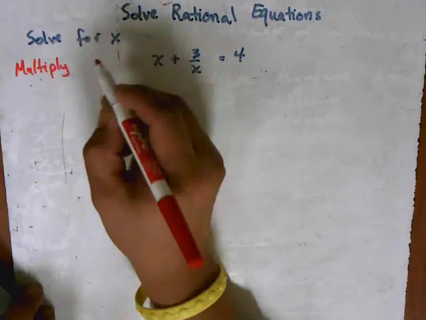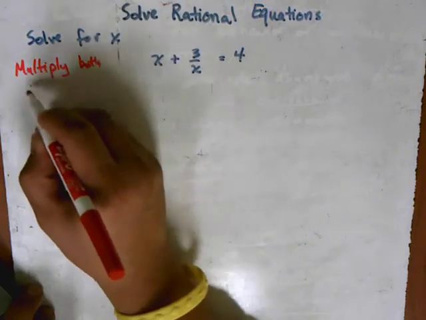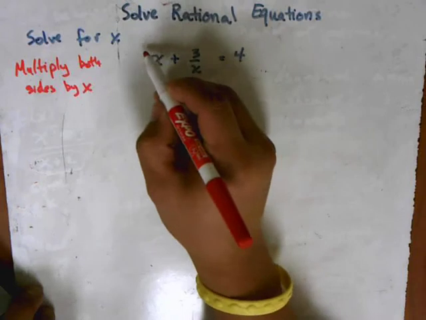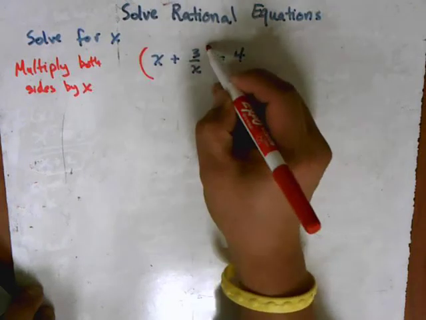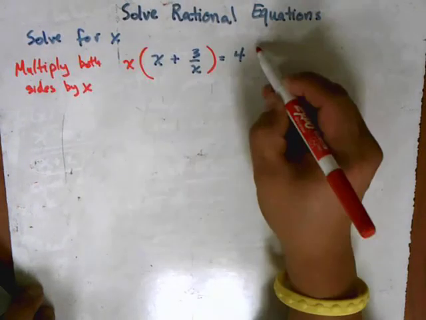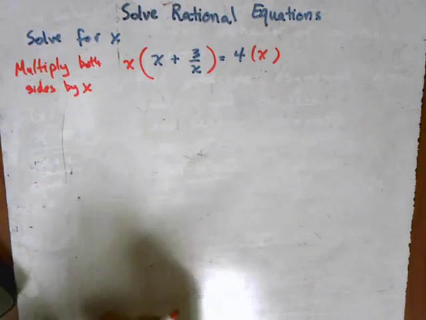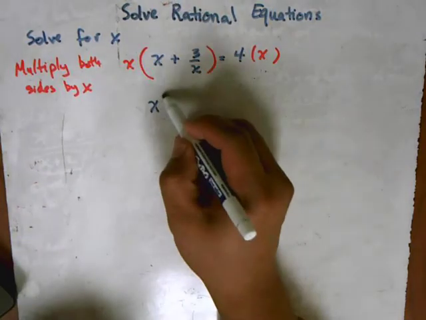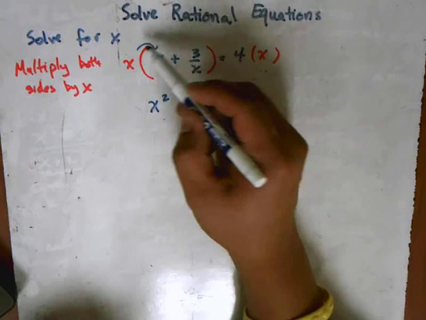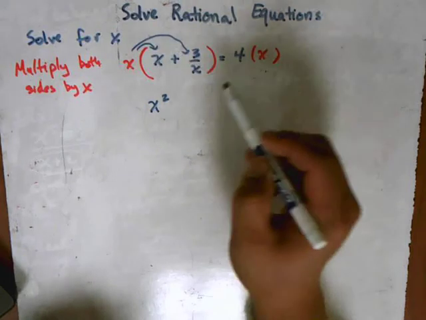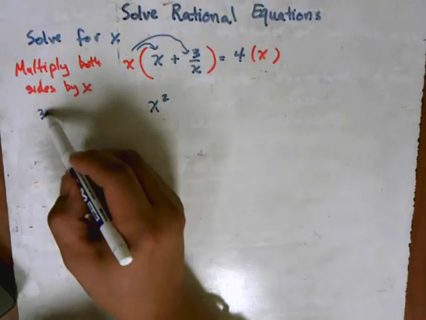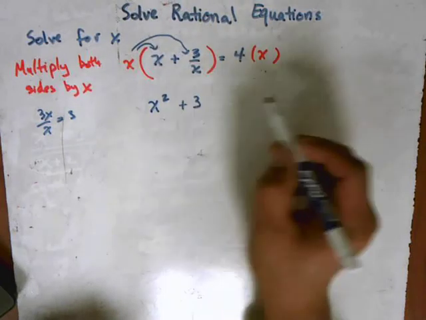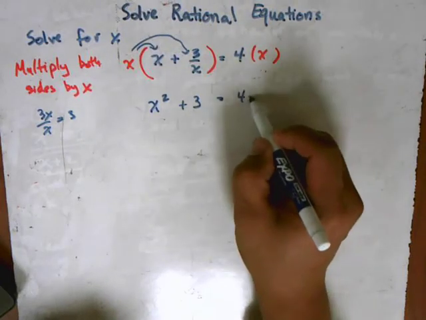We're going to multiply both sides by x. And one thing we have to be careful of is that we have to multiply everything on both sides by x. And that'll give us x squared. Now when we multiply this, we get 3x over x, which equals 3. x squared plus 3 equals 4x.